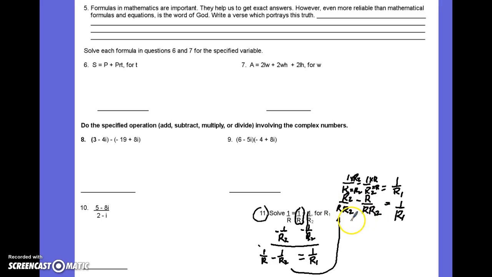So here we've got it now. The common denominator is r times r2, so we can write r2 minus r, all over r r2. That's equal to 1 over r1. Now we can flip the right side fraction and the left side fraction, and we get r r2 over r2 minus r is equal to r1 over 1, which means r1. So that would be our solution, because when we're solving for r1, we want to say r1 is equal to. All right? Okay.